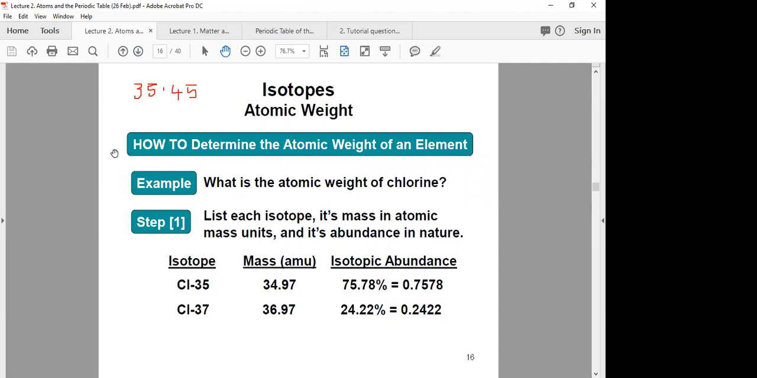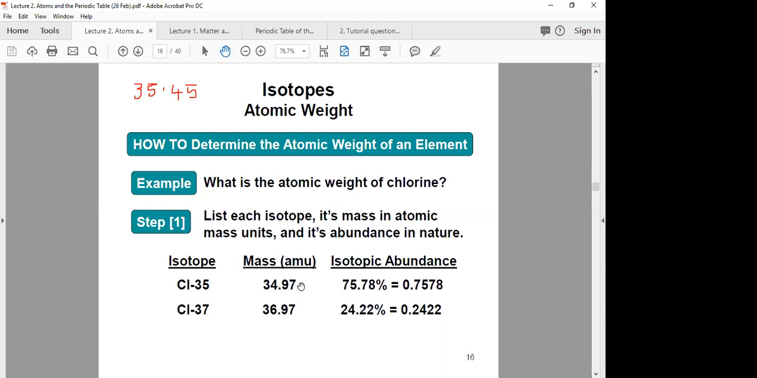And now we're just going to look at how to determine the atomic mass or atomic weight of an element. You don't need to be able to do this, but if you see how it's done, I think you appreciate it even more. So the example, what is the atomic weight of chlorine? Step 1, you need to be able to list each isotope. And here they are, chlorine-35 and chlorine-37 are the 2 isotopes. You need to know the mass of each one.